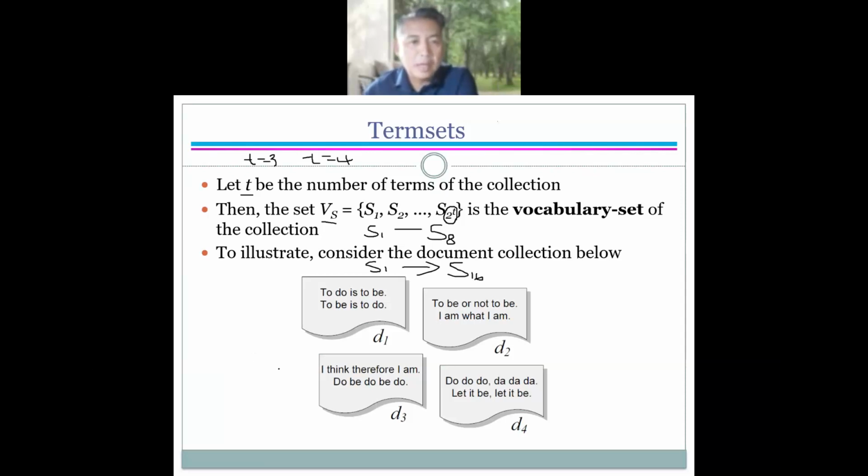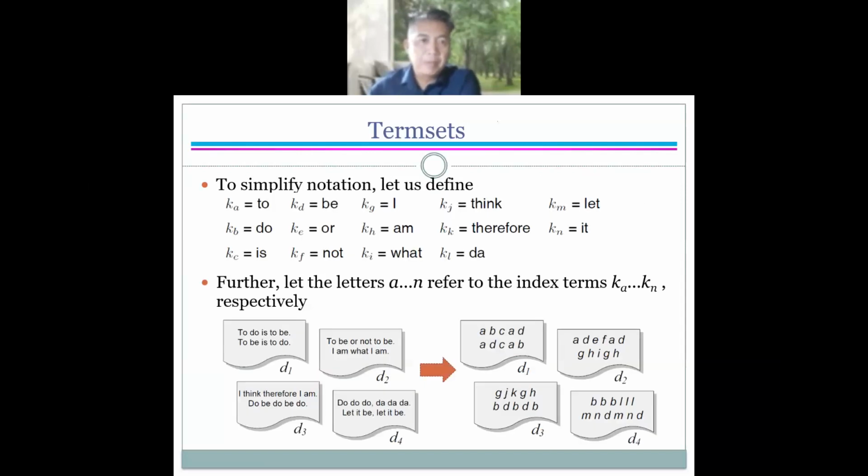Okay, so to illustrate, consider this document collection that we used last time. We have document 1, document 2, document 3, and document 4. Let's simplify the notation. For each of the keywords, we use A, B, C, and when we transform them into a single symbol, this is what we get.